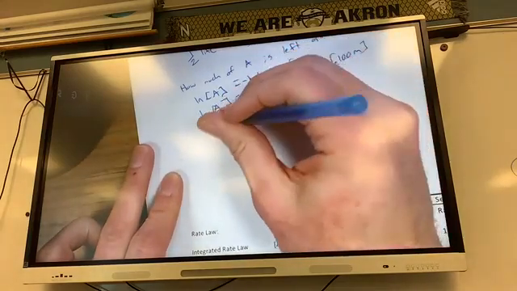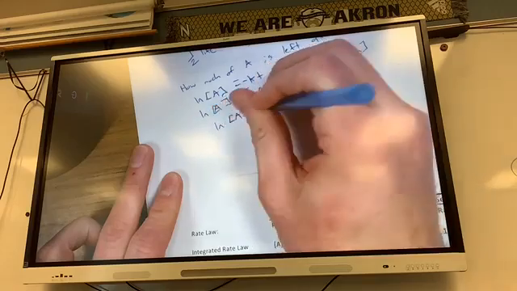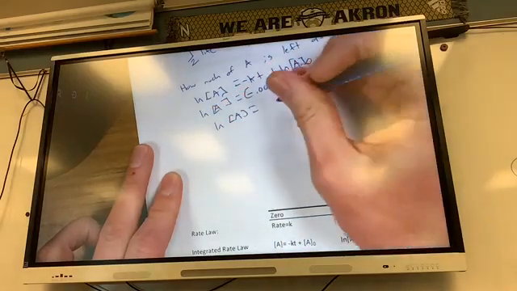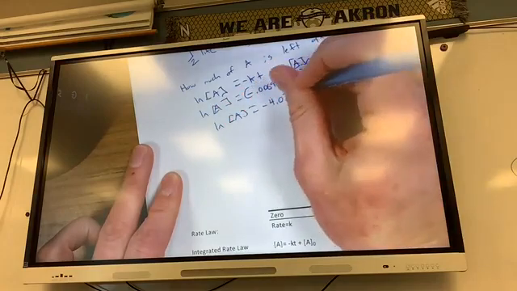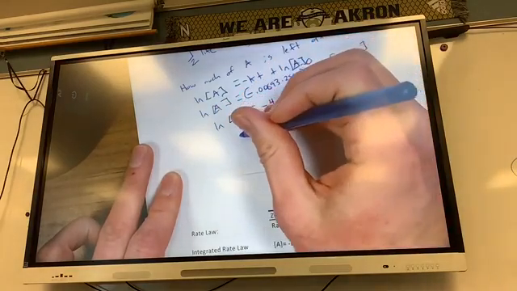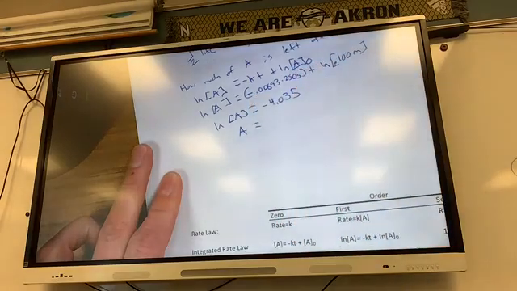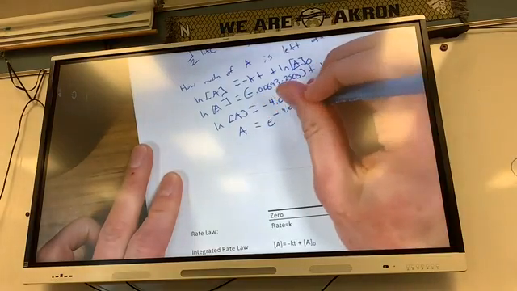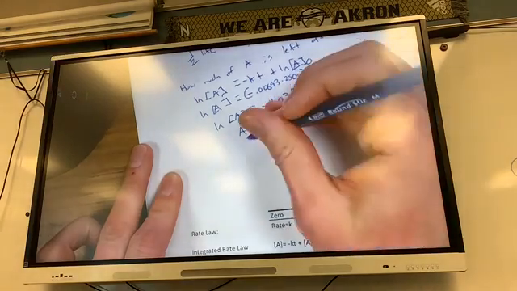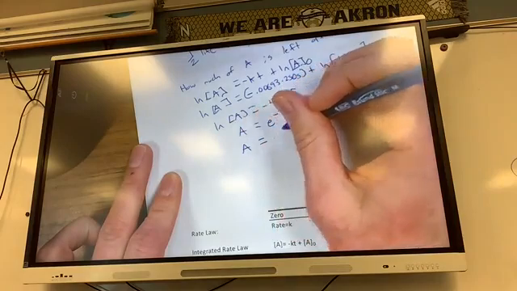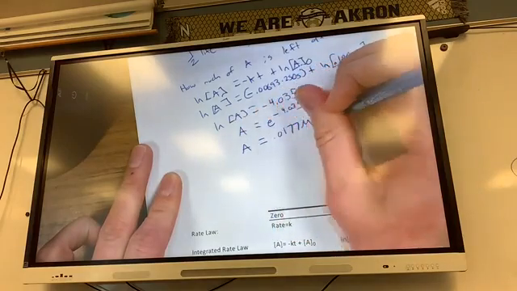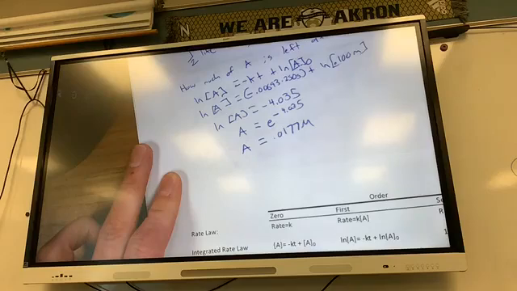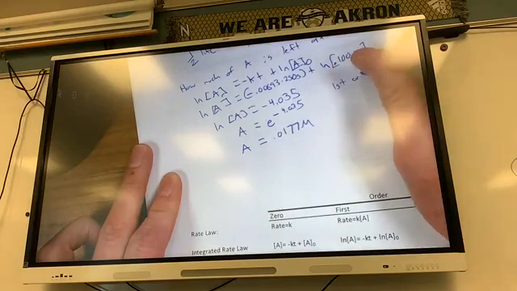So that means natural log of A, you solve this out, and that gives you negative 4.035. How am I going to figure out A? What am I going to have to do? How do I undo an ln? E to the negative 4.035. Therefore, A equals, that would give you 0.0177 molar. So, that's what we're going to do with this. It's just math.